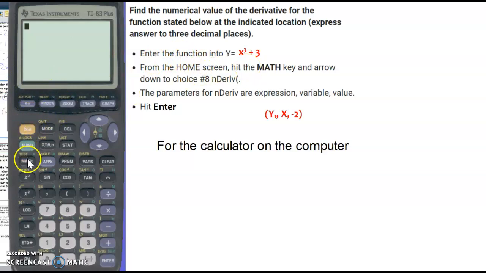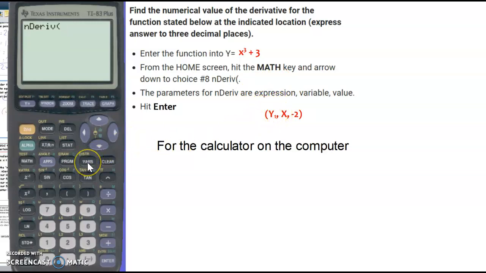And then I'm going to hit the math key. And I'm going to go down to number 8, nDeriv, which means a numerical derivative. So instead of finding the equation for the tangent line, it's going to find a number. It's going to find the derivative at a specific point. And then I'll hit enter there. Okay, so what it says is the parameters, the things I'm supposed to type in, starting with the expression. Well, I saved the expression in y1.